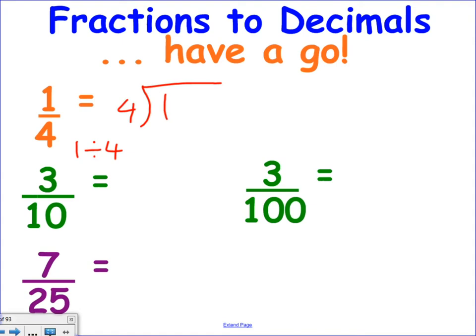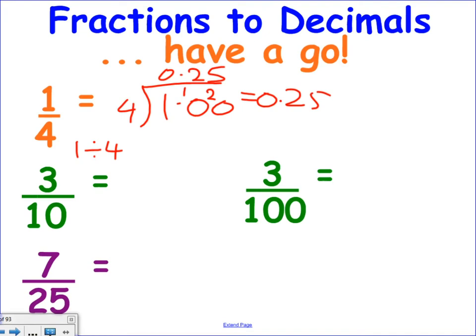1 being divided by 4. So 4 doesn't go into 1. So we put a 0, carry the 1. Invisible 0. 4 goes into 10 twice. Remainder 2. And 4 goes into 20. So it's 0.25. So 1/4 is 0.25 because when we actually divide 1 by 4, it gives us that 0.25. Most of you would have known that off the top of your head. But what you don't realise sometimes is how and why.